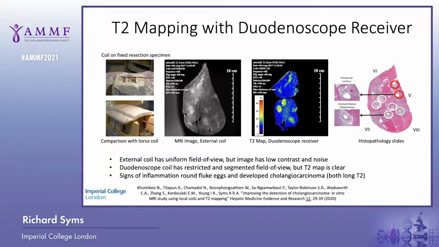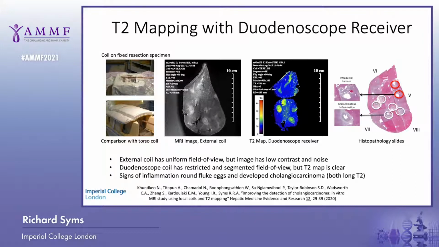What we are doing is imaging a slice of tissue that's been taken from a patient. I have to say all these patients have recovered successfully and they have a good prognosis. And what is happening in the left-hand photos, you can see the duodenoscope receiver has been placed on top of a slice of tissue. It's being compared with the performance of a standard external coil, a torso coil that might wrap around the body, and we can have a look at the images obtained from each coil and see which one is better. So let's start with the external coil.